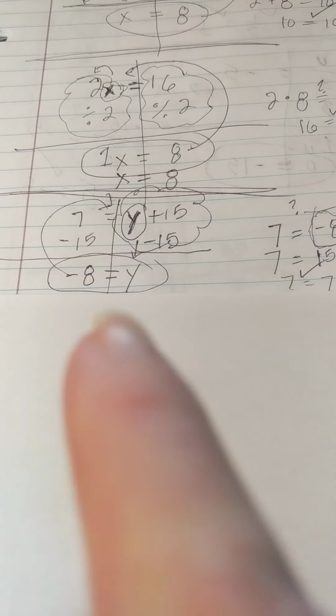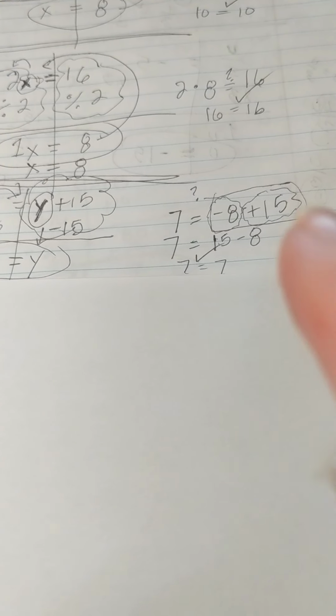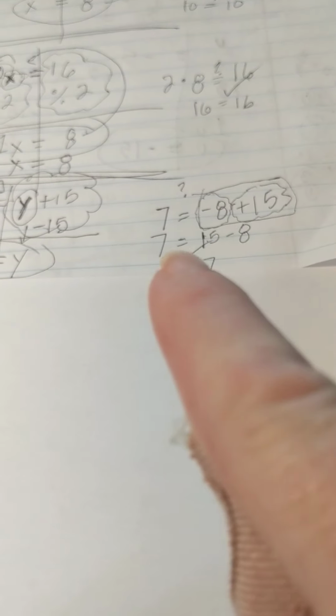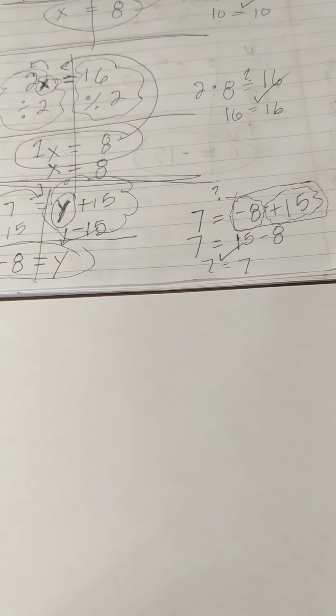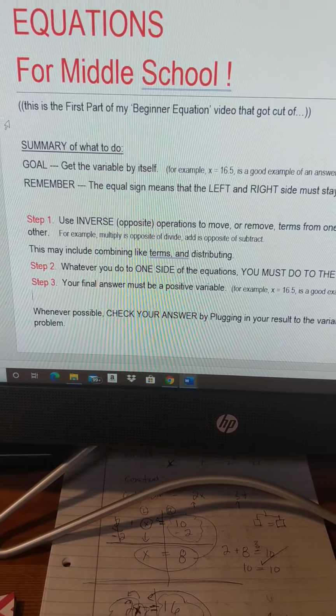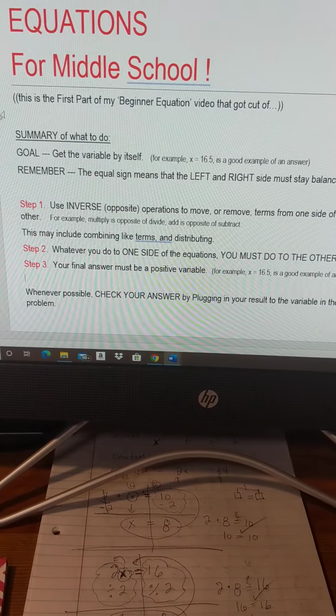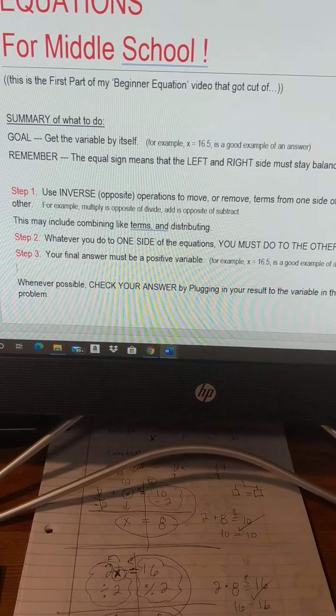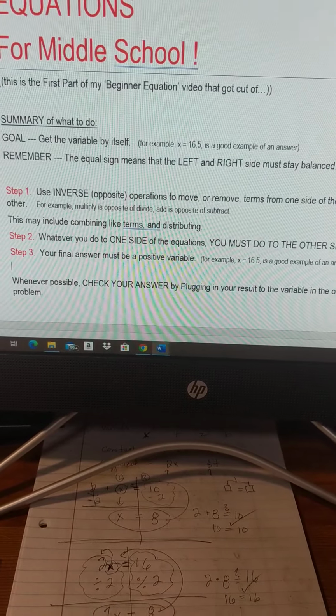So then I'm going to plug in negative 8 for the original y. 7 equals negative 8 plus 15? And that means we're checking it. That's why I put a question mark there until I know for sure that it's correct. And it does come out to be 7 equals 7, so I know that my answer was correct. Again, these are the basic steps for doing an equation. No matter how complicated they get, you will do the same steps.